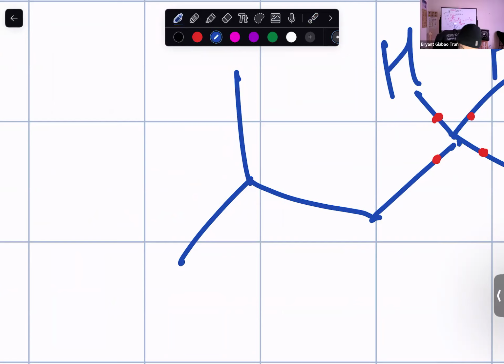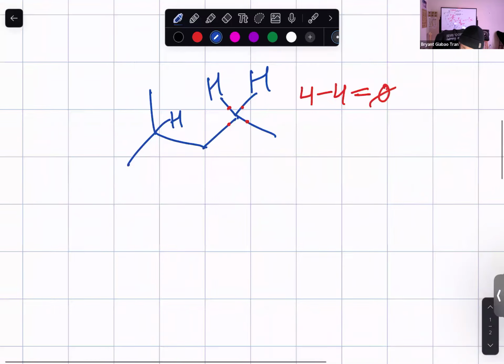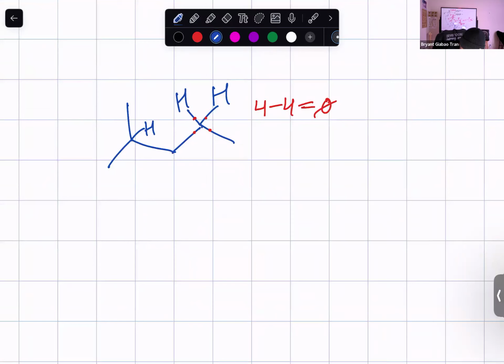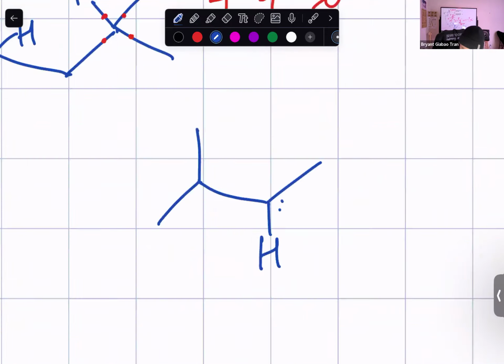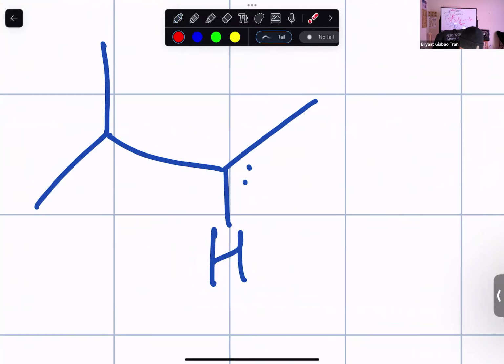Yes, 1, because we see 3 bonds drawn out: 1, 2, 3. So there's going to be 1 hydrogen like that. Let's see if we have something like this carbon here, and I draw its hydrogen, and it has a lone pair of electrons, 2 electrons to itself. How many electrons does this carbon have to itself?